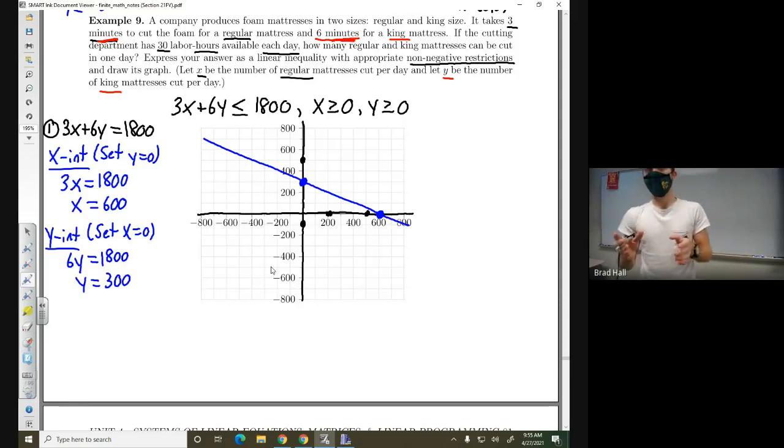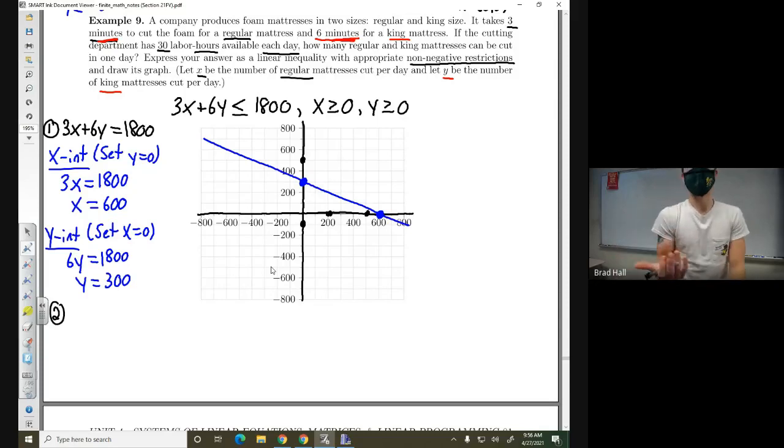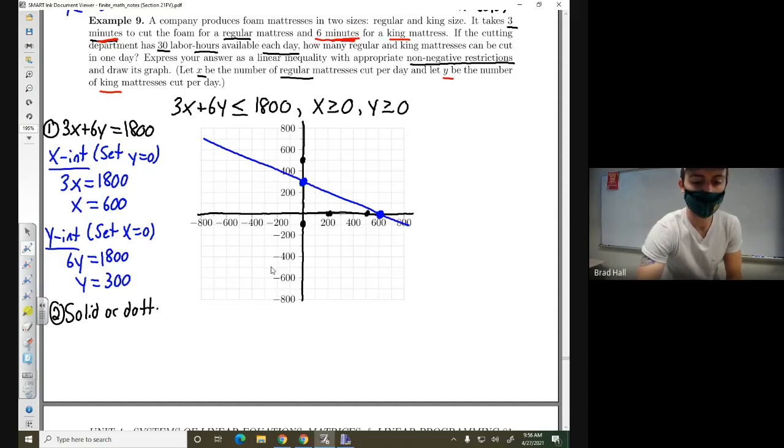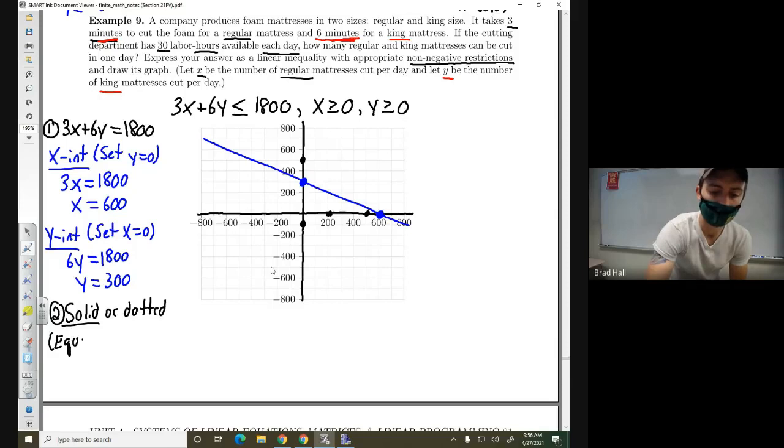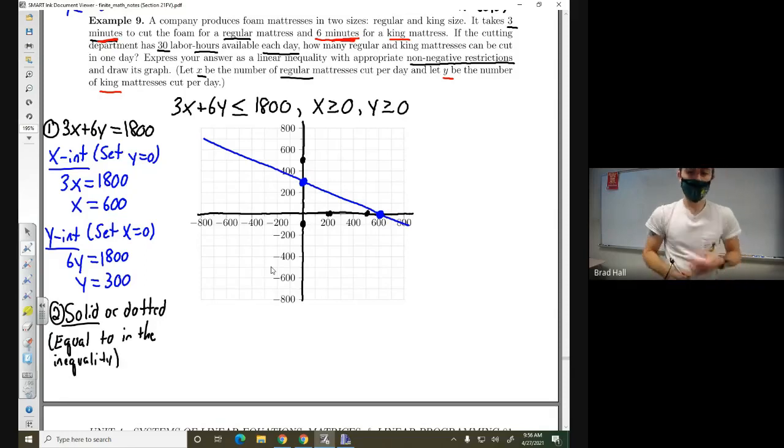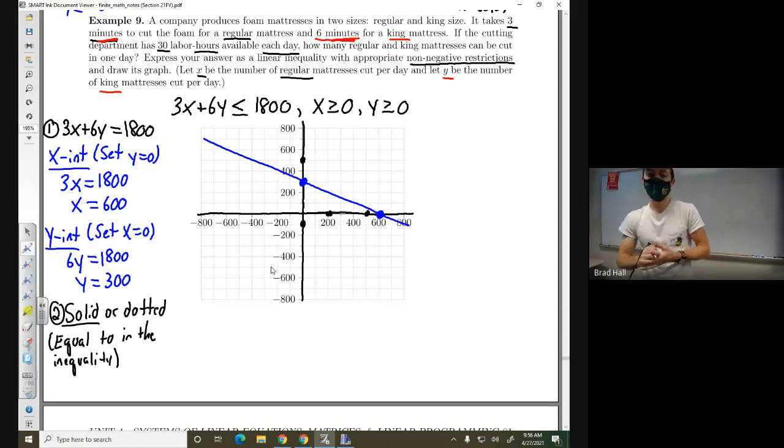Now, with the non-negative restrictions in place, oh, and also, well, luckily the line is solid. The line is solid because there's an equal to part in our inequality. So the line should be solid, so I don't have to modify anything here. Now we need to worry about shading.